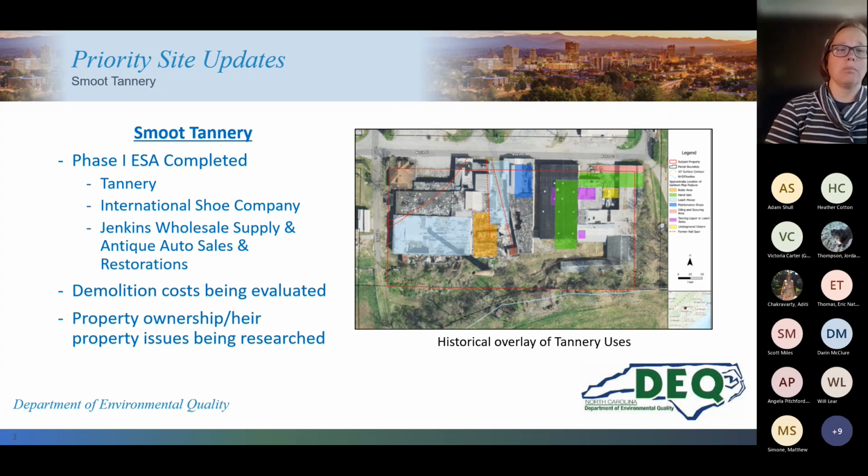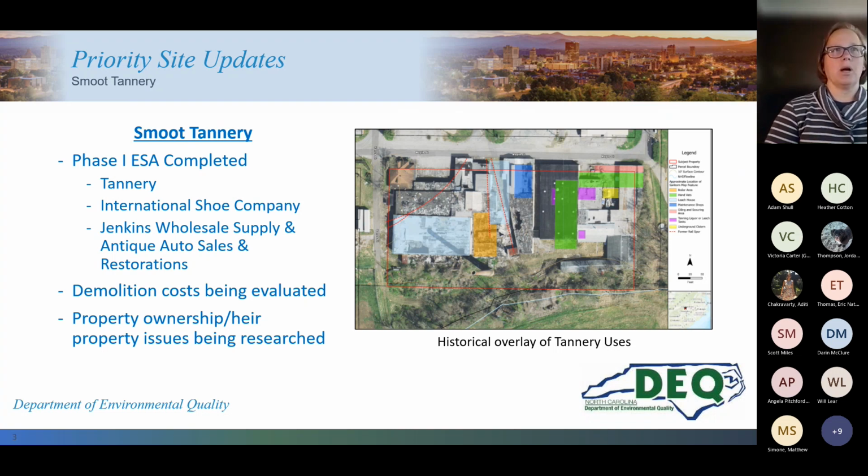So where the actual tannery operations were was unclear, but with the phase 1, we were able to identify those locations. It also operated as International Shoe Company after the Smoot Tannery, and then Jenkins Wholesale Supply and Auto Sales and Restoration. So on top of the tannery, from the 1950s through about the 2000s, we have that many years of automobile repair as well. So we do have some historical underground storage tanks, hydraulic lifts, and some chemicals that need to be disposed of. We have a wide variety of potential contaminants on the Smoot Tannery property.